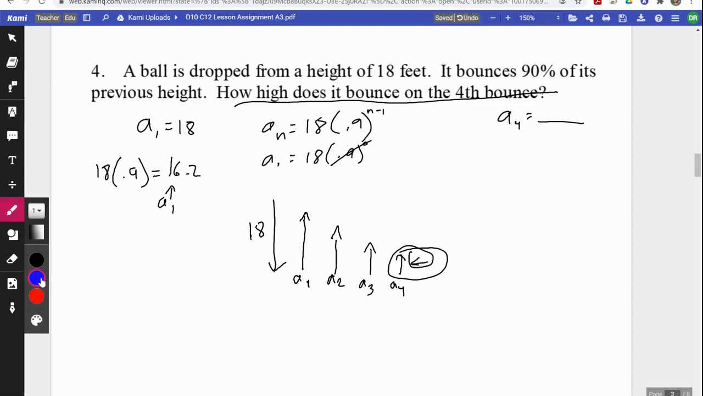So that's a little confusing, and you kind of have to wrap your mind around what it's asking. It's dropped from a height. It didn't bounce. It didn't have a first bounce to a height of 18 feet. All right.